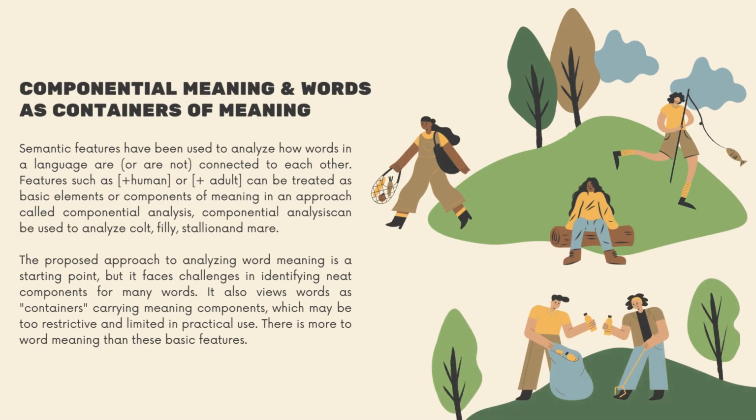Semantic features have been used to analyze how words in a language are or are not connected to each other. Features such as positive human or positive adult can be treated as basic elements or components of meaning in an approach called componential analysis. Componential analysis can be used to analyze words like cold, fleecy, salient, and mild.